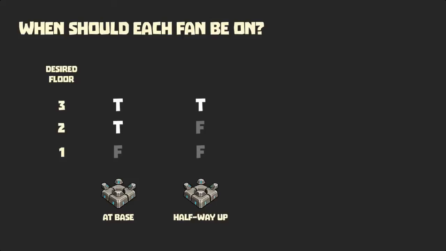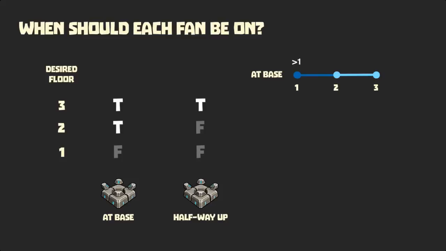What do each of these fans look like as a number line? Here's our fan at the base, where 1 should be off, 2 and 3 should be on. And how do we say this with a comparator? Well, we can say greater than 1. 1 is not greater than itself, so it will definitely output a false signal, but 2 and 3, which are both greater than 1, will output true.